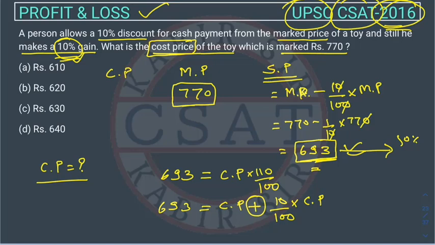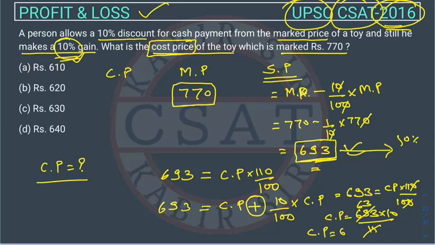Okay. So it will be 693 is equal to CP into 110 upon 100. This 0 will cancel this 0, right? This 10 will go this side, 11 will come down. So CP is equal to 693 into 10 upon 11. 11 can cut this, 63. So the cost price is 630 rupees, right? So the answer will be option C.